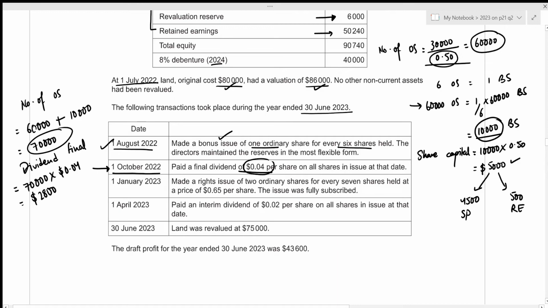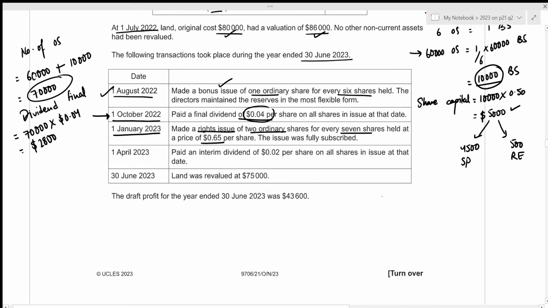Then at the date of 1st January 2023, we made a rights issue of 2 ordinary shares for every 7 shares held at a price of 0.65 per share. So we are issuing this at a premium rate because our normal rate is only 0.50. Then the issue is fully subscribed. The criteria is that for every 7 ordinary shares, we're providing 2 rights shares. And remember, the total number of ordinary shares we have currently is 70,000.